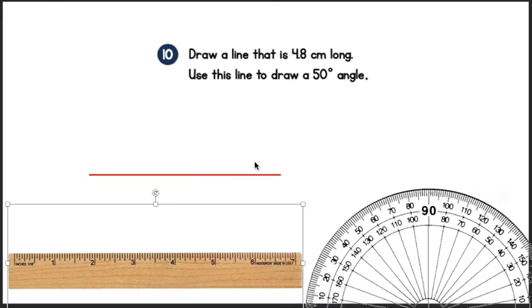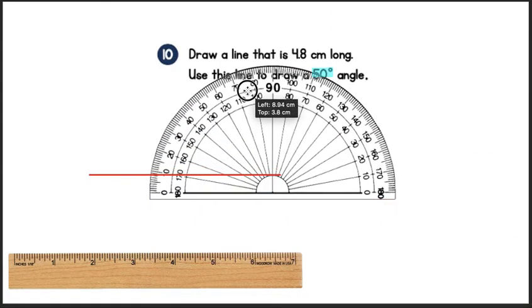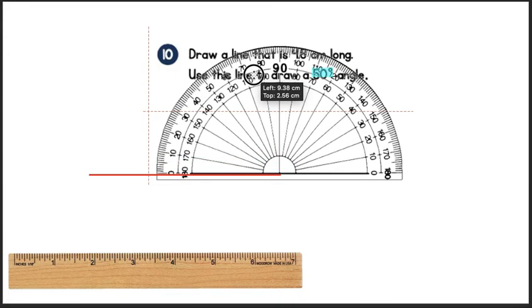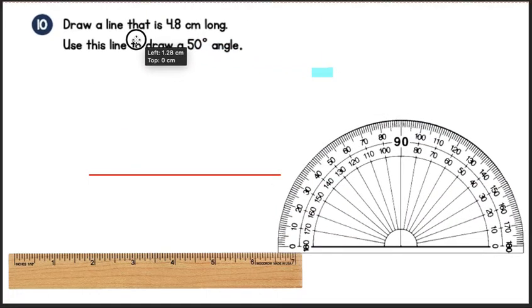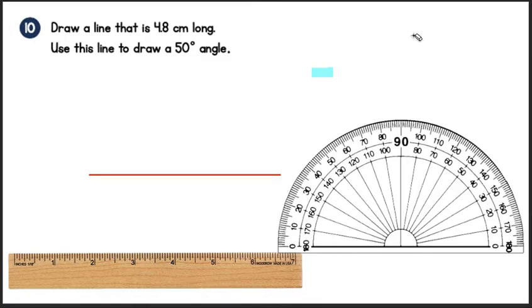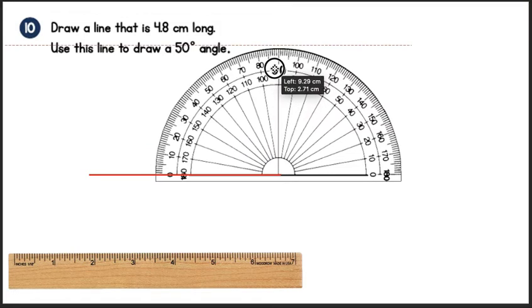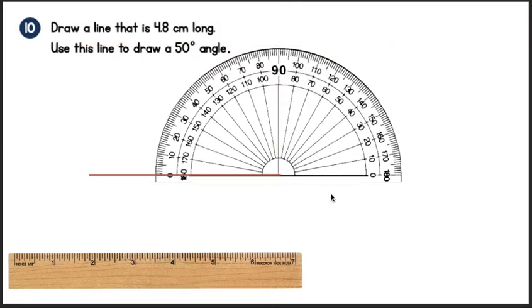And then you want to draw a 50-degree angle. We know that's going to be less than the right angle. So what I'm going to do is take my protractor, line up on the end. Let me actually move this out of the way a little bit. I'm going to line it up on the end here, and I need to draw a 50-degree angle. Here's 90 degrees. Here's 50 degrees. So I'm just going to make a dot here.